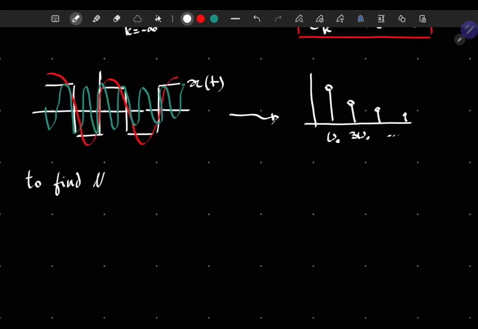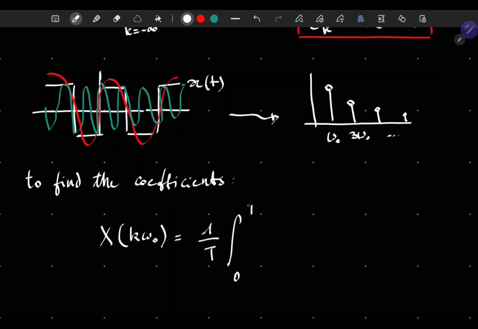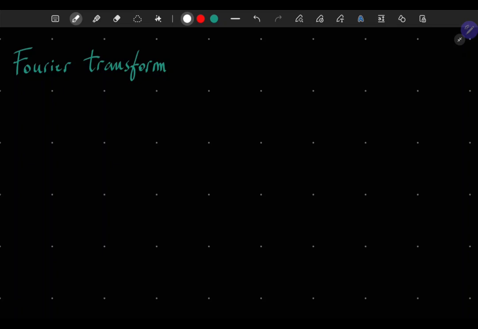And to find such coefficients in the expression we just derived, the one with the exponentials, we can use the following expression. Now, this expression can be extended to the case of non-periodic signals to obtain what is called the Fourier transform.